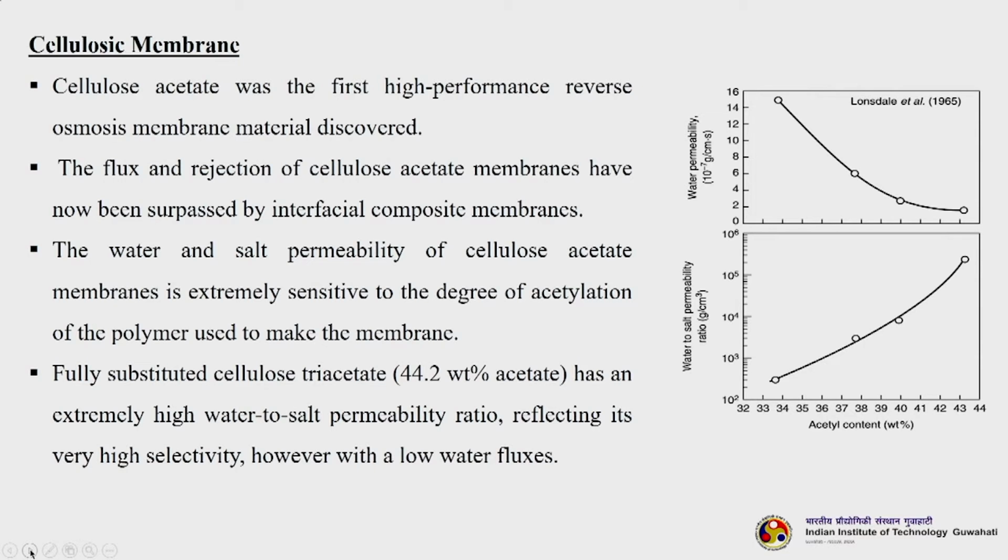Now, the water and salt permeability of cellulose acetate membrane is extremely sensitive to the degree of acetylation of the polymer used to make the membrane. We have understood what the degree of acetylation is when we discussed cellulose and its properties. Fully substituted cellulose triacetate, CTA, almost 44.2 weight percent acetate, has an extremely high water to salt permeability ratio, reflecting its very high selectivity, however with a low water flux. So, the selectivity has increased, but the water flux has decreased.